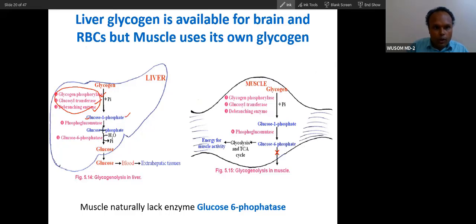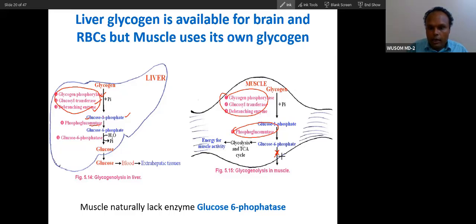Now glucose 1 phosphate will convert into glucose 6 phosphate with the same enzyme that you studied in glycogen synthesis, the mutase enzyme. The function of this mutase is to change the position of the phosphate group inside the molecule. So this enzyme will reposition the phosphate from the 1 position to the 6 position. This becomes glucose 6 phosphate. You can see the same process happening here.